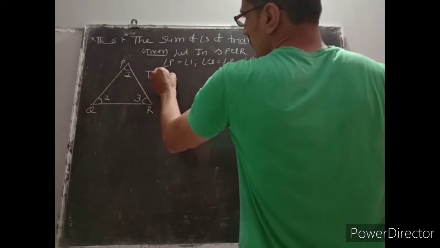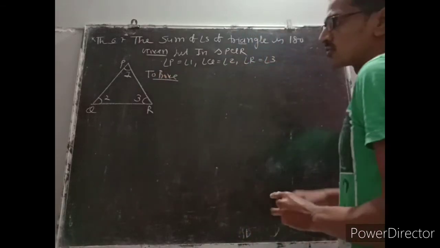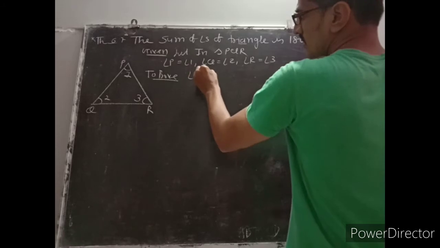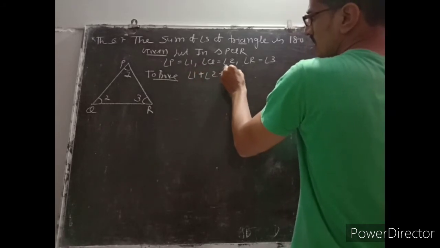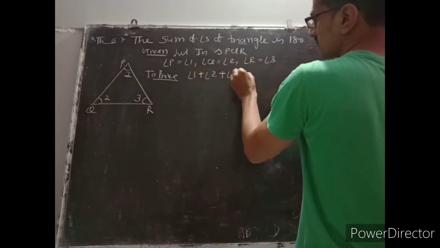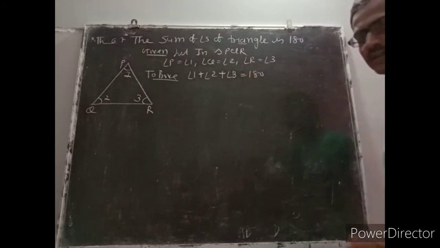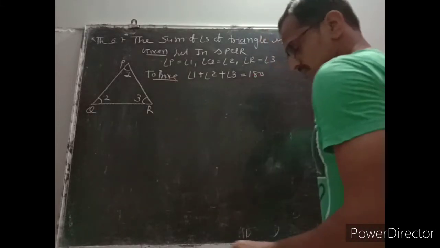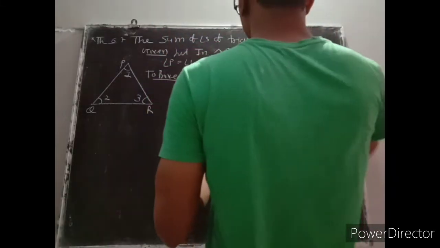What do I want to prove? I want to prove that the sum of all these angles, that is 1 plus 2 plus 3, is 180 degrees. Proof. Let us prove.